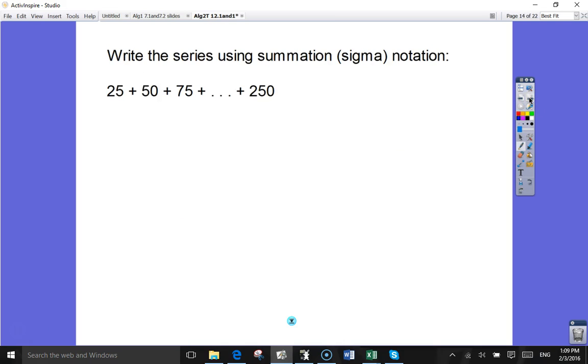Okay, so let's represent that series with summation notation. First thing, let me draw my E, my sigma. What would be a formula that I could use to generate these terms? 25, 50, 75, all the way up to 250.